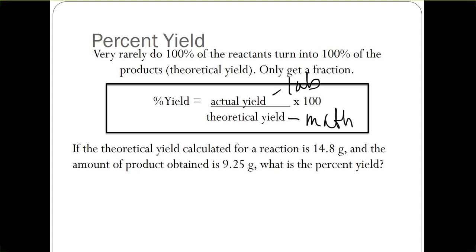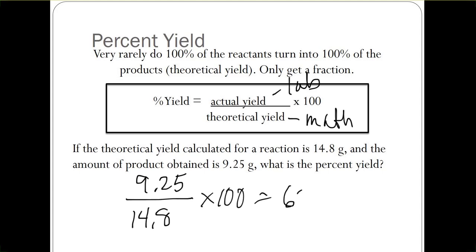If the theoretical yield calculated for a reaction is 14.8 grams, and the amount of product obtained is 9.25 grams, what is the percent yield? So again, it says calculated for the reaction, so that's our bottom number. Also, it's bigger. That gives a clue. And then I'll multiply by 100 and I'll get my answer. So I get 62.5%. So not great work in the laboratory if you only end up getting just over 50%. So again, I like to see them around 80%. But this is how you calculate how well your work in the lab is.